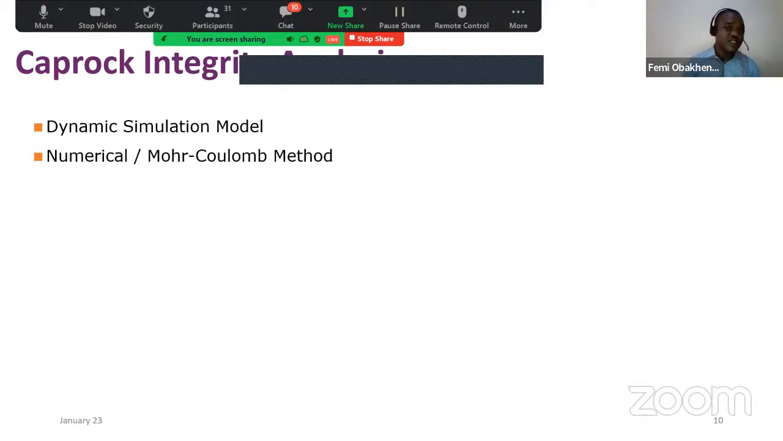And there are 2 major methods that you can use to carry out this caprock integrity analysis. If you have enough data, you can use a dynamic simulation model. And if you have limited data, there is the numerical or the Mohr-Coulomb method that you can use. For this project that I'm describing, the second method was used, but I will briefly describe how both methods work.